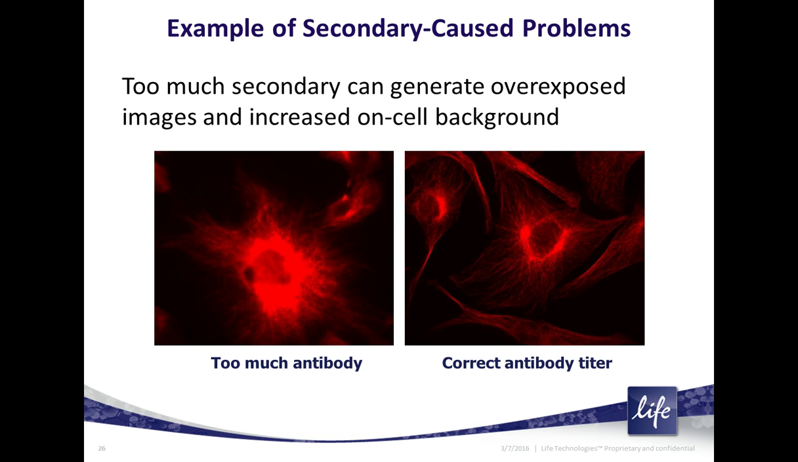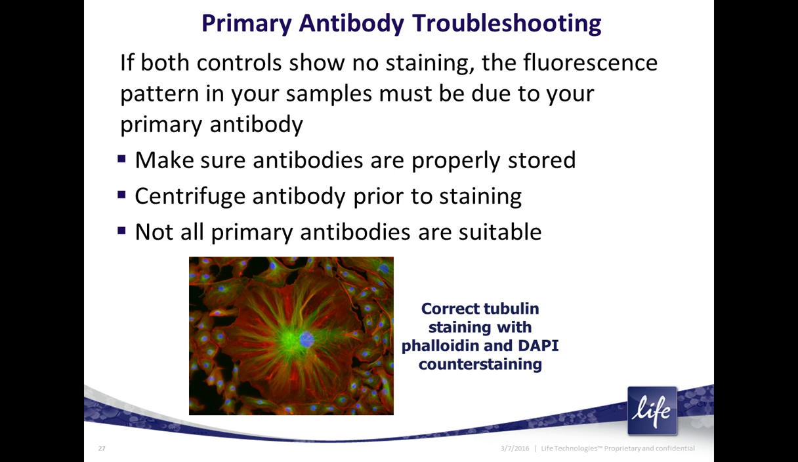There are some problems that can arise in background due to secondaries. Too much secondary can cause increased background. You can see on the left where we've had too much, it's actually extremely bright, and here we've saturated the signal in trying to label tubulin. And on the right-hand side, we've used less of the secondary, and you can see a much better tubulin labeling without all the background.